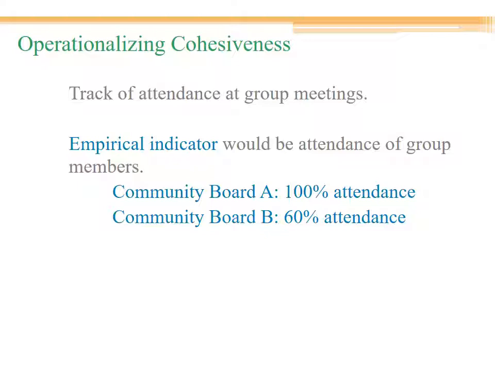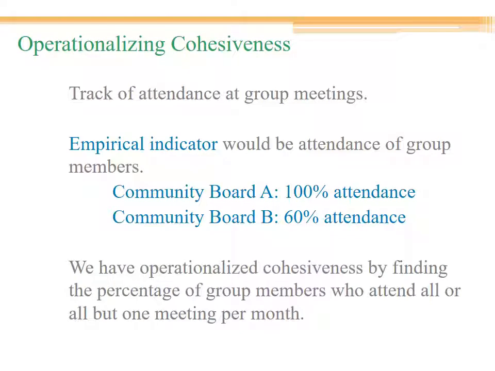Say community group A has 100% attendance. All members attend all of the meetings, while community group B has 60% attendance. We can say that group A is more cohesive than group B. So we have operationalized cohesiveness by finding the percentage of group members who attend all or all but one meeting per month. We have a measurable and understandable observation of a fuzzy concept, cohesiveness.